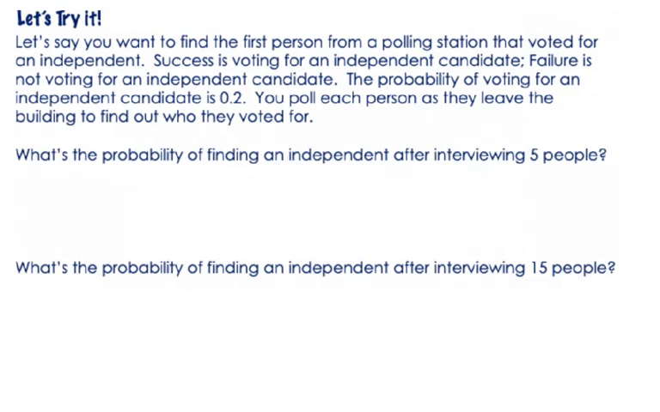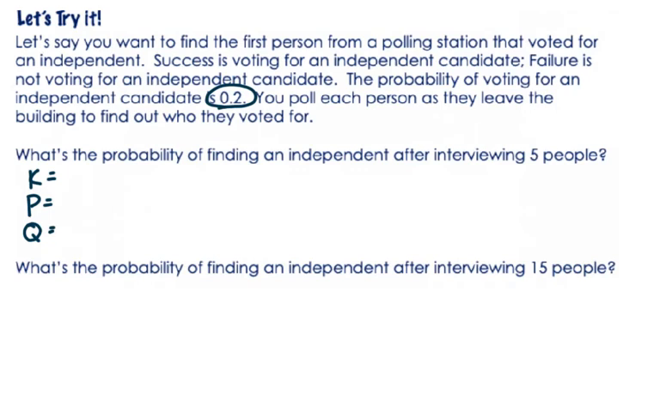So let's say you want to find the first person from a polling station that voted for an independent. Success is voting for an independent candidate, and then failure would be not voting for an independent candidate. The probability of voting for an independent candidate is 0.2. You poll each person as they leave the building to find out who they're voting for. So what's the probability of finding an independent after interviewing 5 people? So we need to figure out what K equals, what P equals, and what Q equals. Alright, so remember that K is the number you went through before you had that first success.